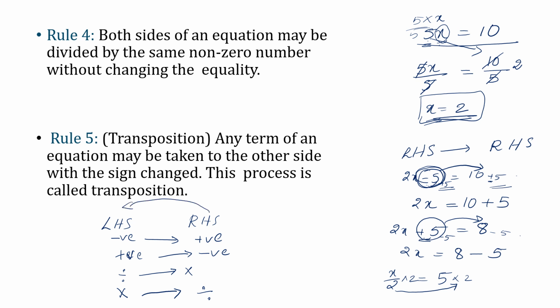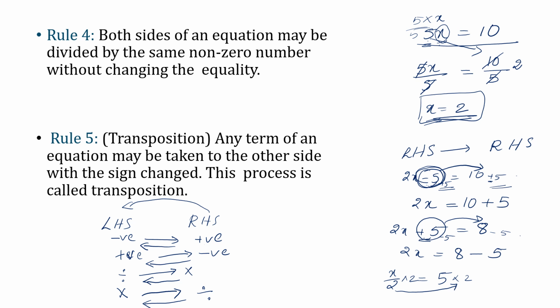The same thing will happen if I am taking from right hand side to left hand side. This positive is going to become negative here, this negative is going to become positive here, this multiplication is going to become division here, and this division is going to become multiplication here. So this is the transposition. Whatever the arithmetical operation, when it is moved to the other side of the equal to symbol, its sign is going to change. Positive will go to negative, negative will go to positive, multiplication will go to division, and division will go to multiplication.